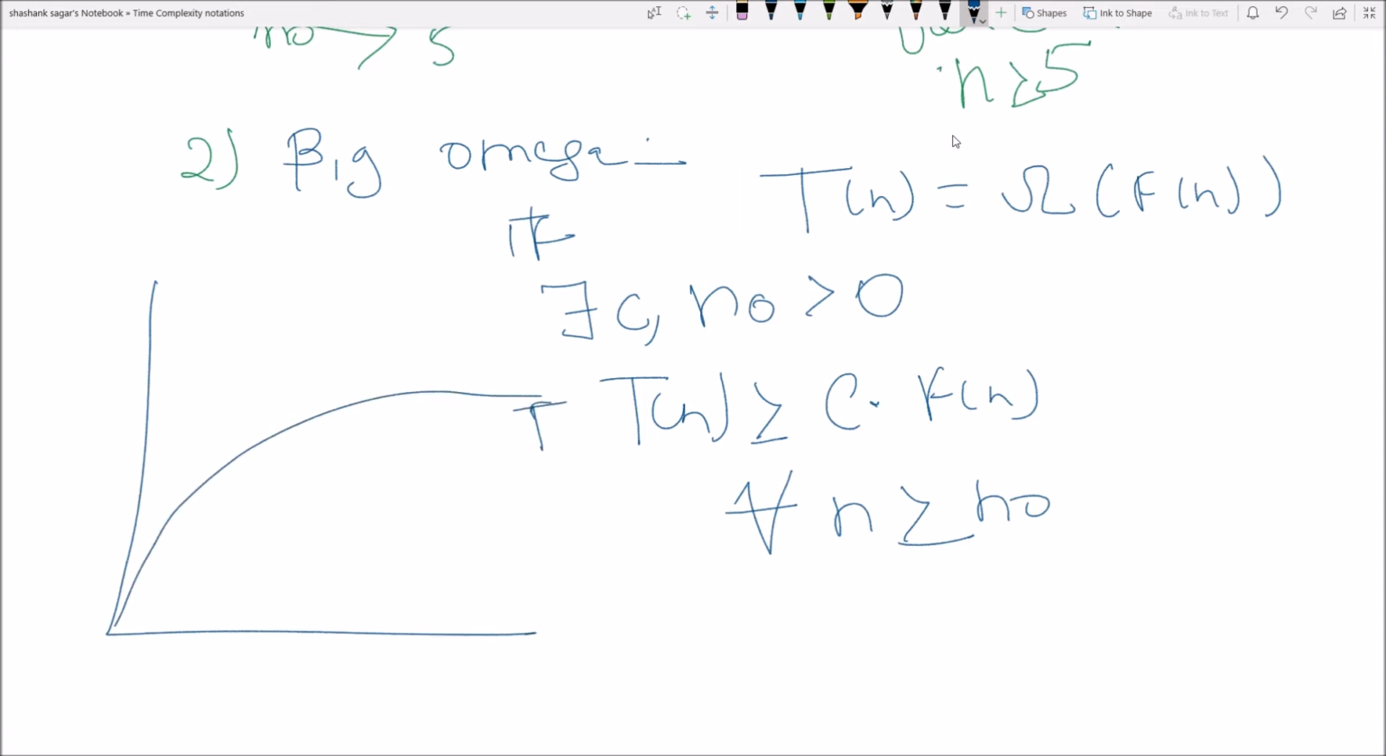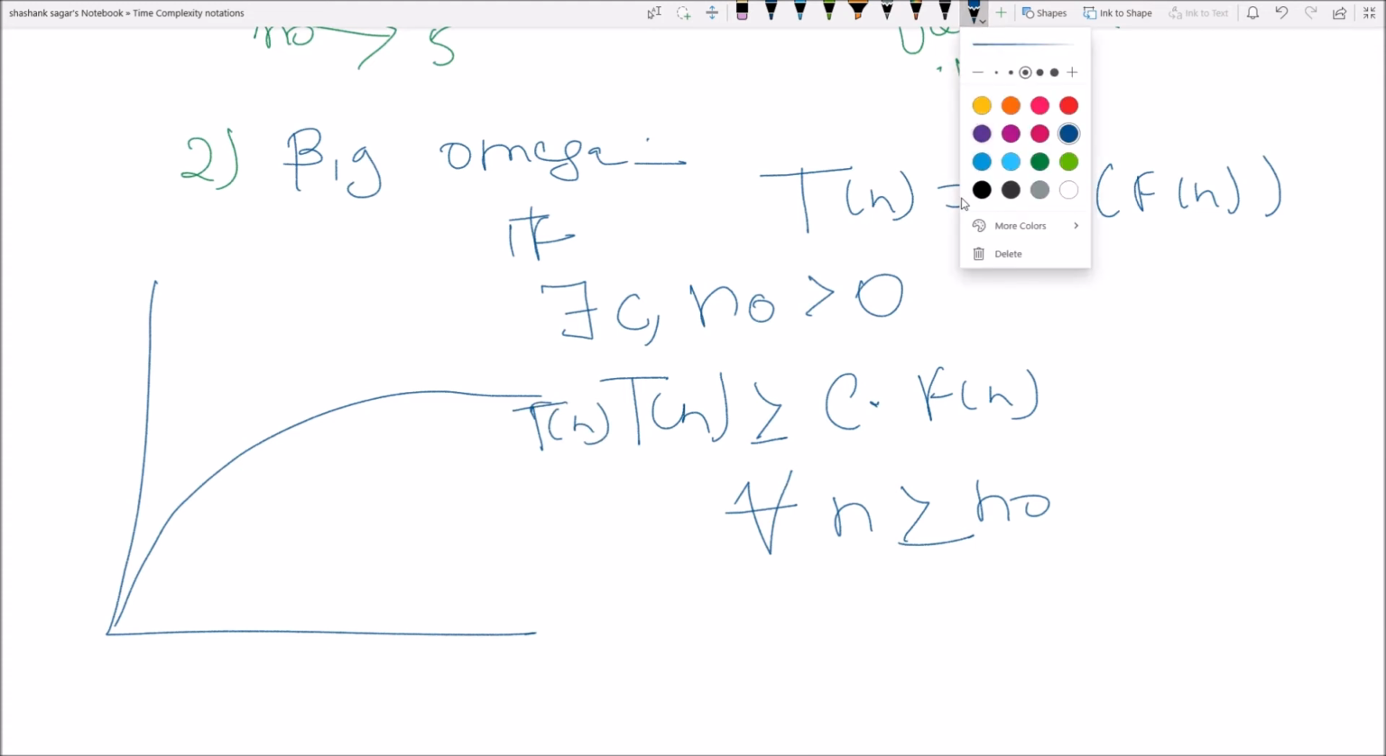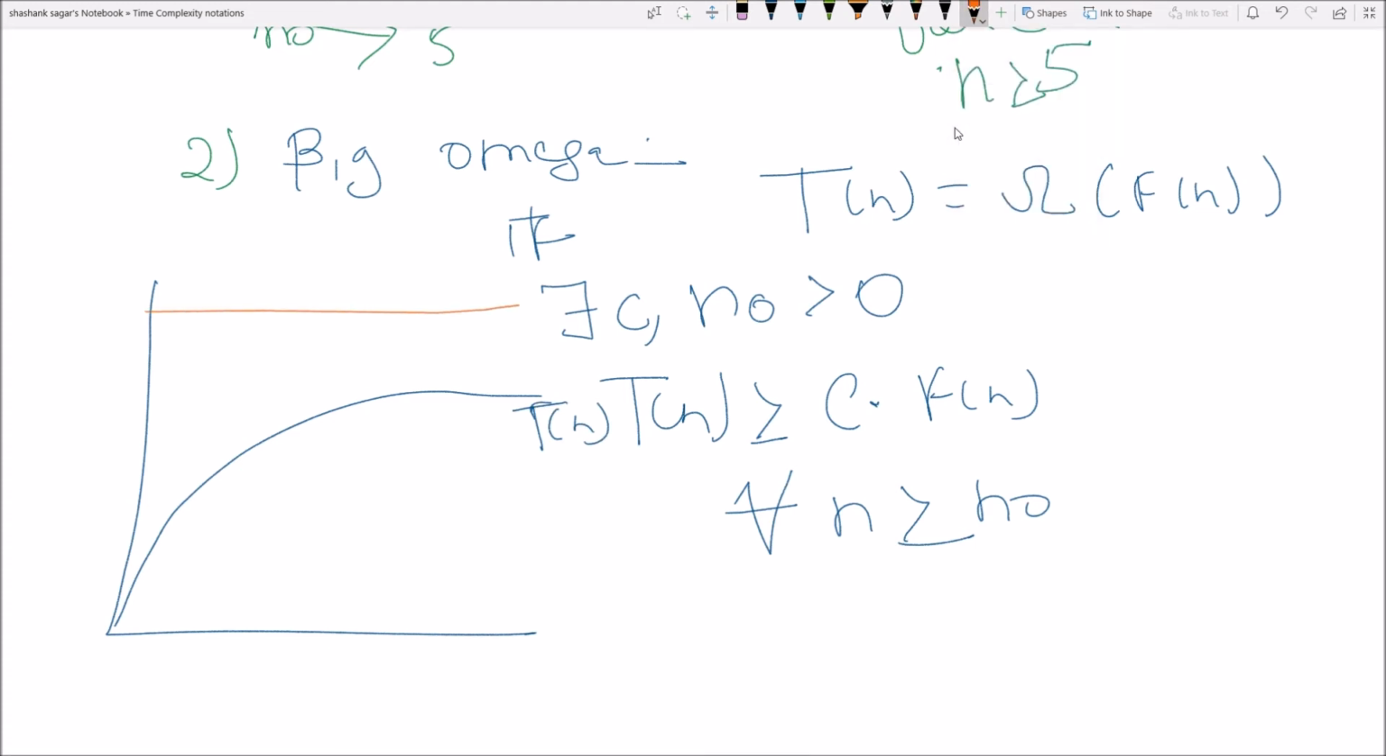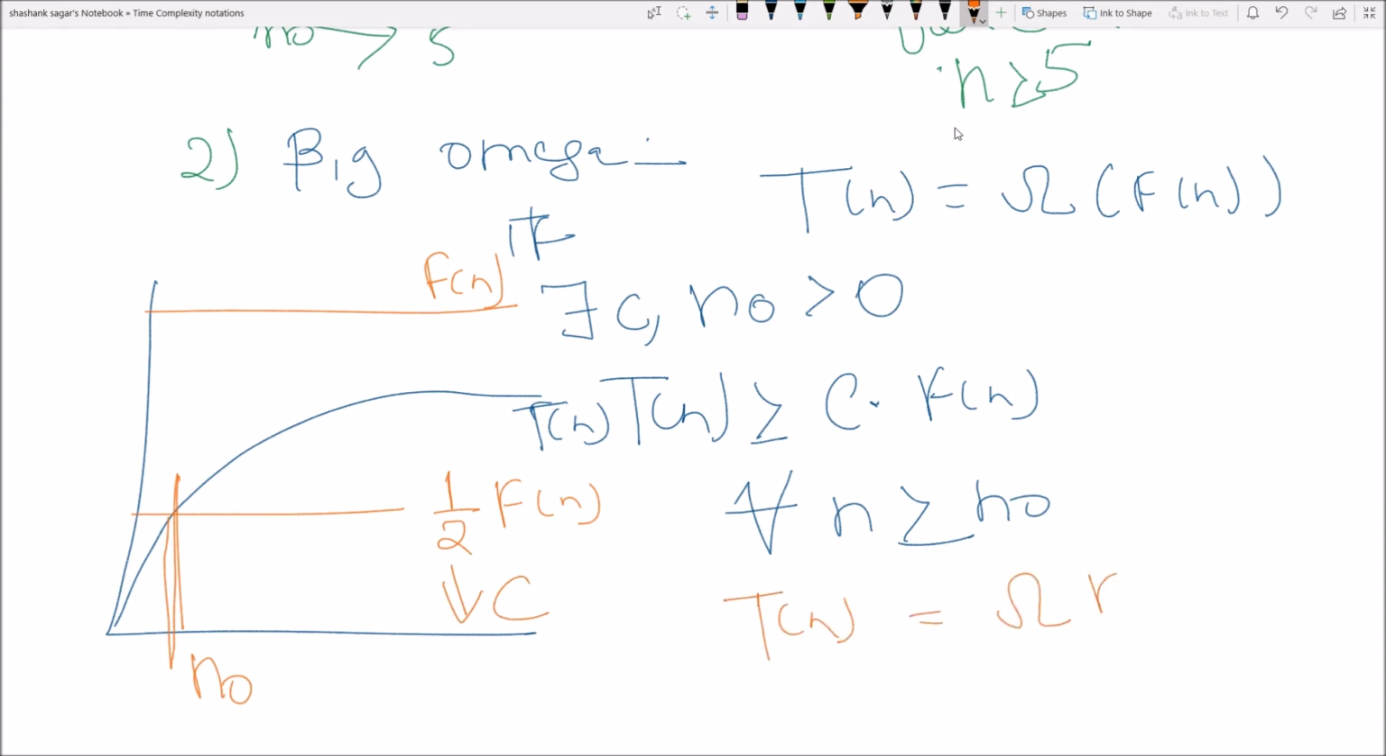Suppose this is your T of n and this is your f of n, and suppose I am multiplying f of n by half, so this is my resultant f of n. So this particular point is my n naught, this is c. So T of n is omega of f of n for c equal to 1 by 2 and n greater than or equal to 3.